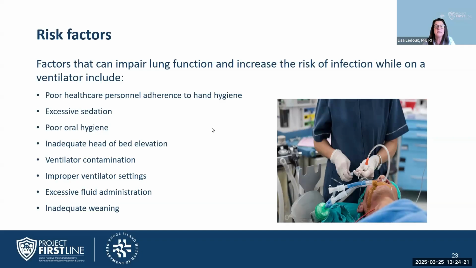Improper ventilator settings. If settings are set too high, that can cause lung injury. Excessive fluid administration can lead to pulmonary edema, which can alter your respiratory gas exchange. And also inadequate weaning. Prolonged use of mechanical ventilation without attempts at weaning can increase the duration and exposure to potential pathogens, thereby increasing the risk of infection.